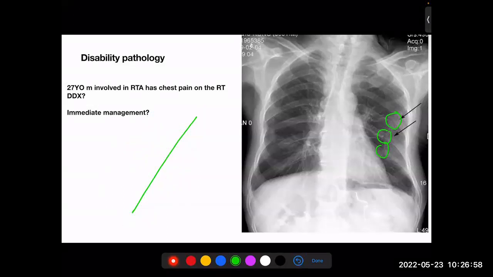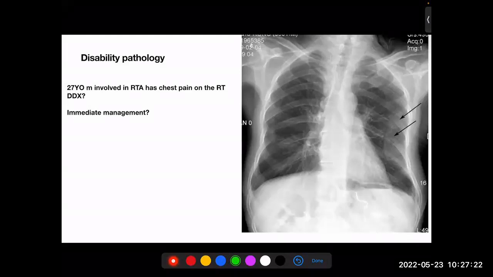What's the trouble with flail chest? What's the problem with flail thorax? Because when you breathe in, the thorax is supposed to expand. When you breathe in, the flail chest comes back in. And when you breathe out, the chest is supposed to contract, but it expands. So there is that paradoxical chest motion, and that will interfere with your breathing.